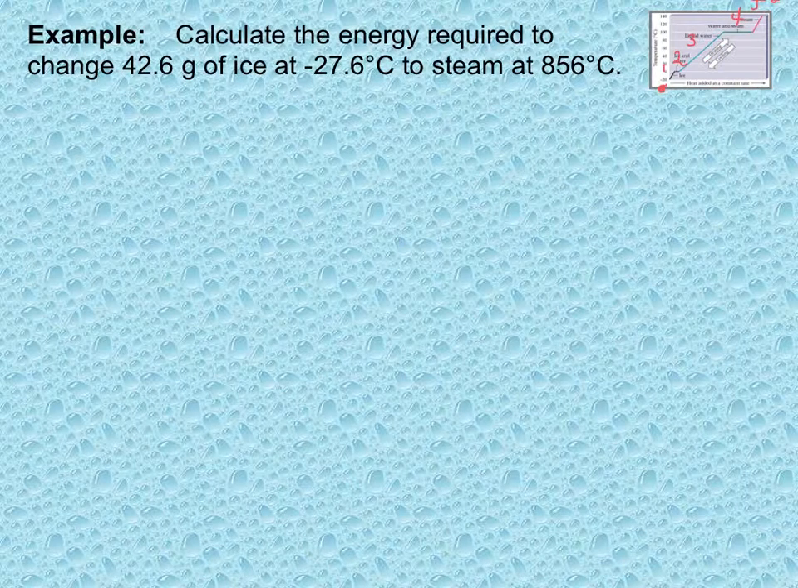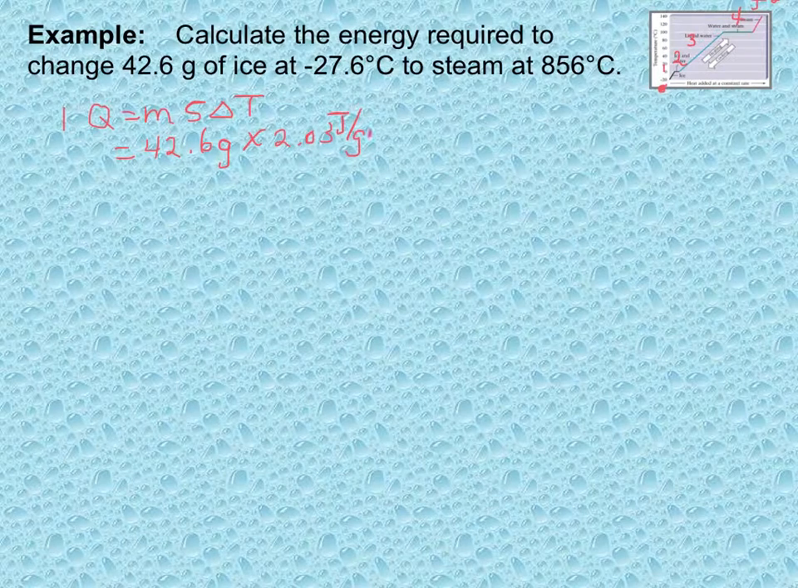In step 1, we're going to be using the equation Q equals m s delta T. And so the mass of the ice is 42.6 grams given in the problem. Now the specific heat is of ice, and if you look in your textbook at the specific heats, I think that's on page 297 in your text, you'll find that the specific heat of water is different than the specific heat of ice. It is 2.03, we'll put that in here, 2.03 joules per gram degrees Celsius.